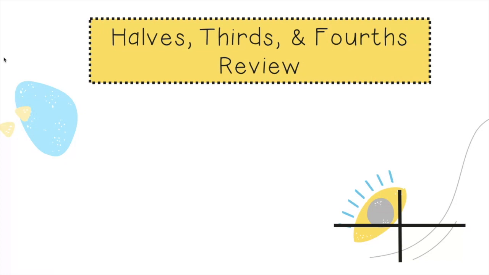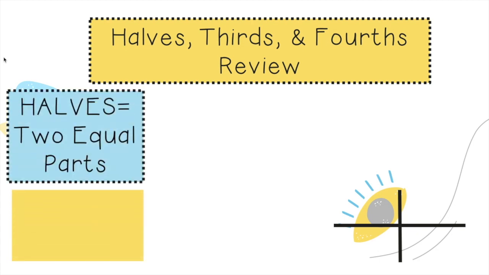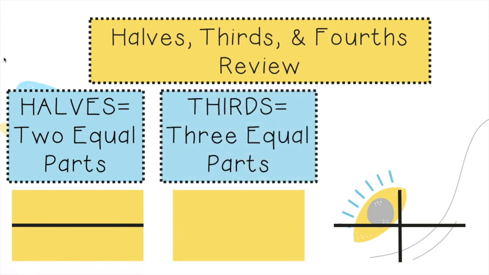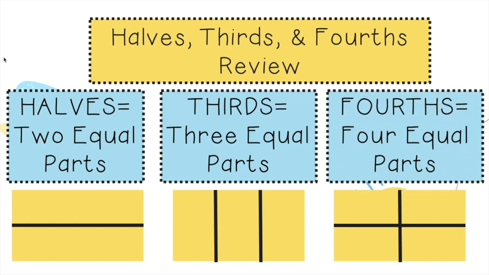So we are going to review what halves, thirds, and fourths are. Last lesson, we just looked at whole shapes and we partitioned them into halves. Today, we're going to be partitioning shapes into thirds and fourths. So remember, halves means there are 2 equal parts, and this is one way I can partition a shape. Thirds, I have 3 equal parts. That's one way. And then fourths, I have my lines. That's one way to partition them into 4 equal parts.